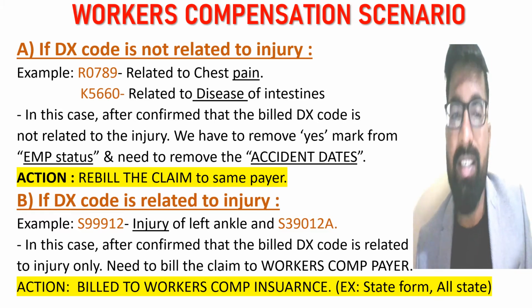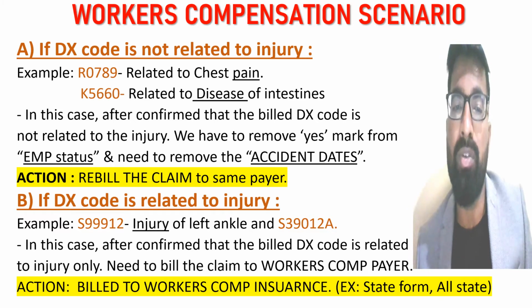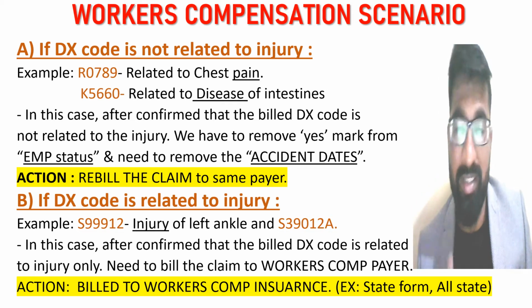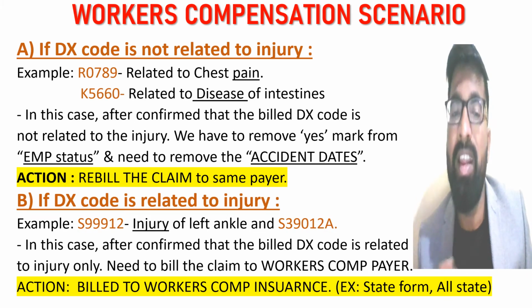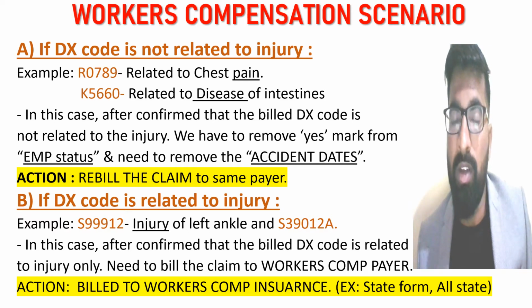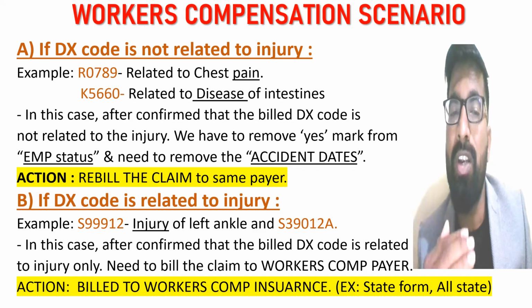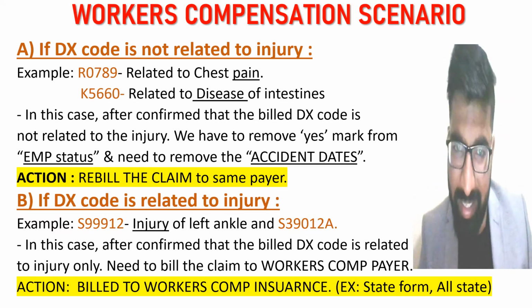So in this case, after confirming that the billed diagnosis code is not related to the injury, we have to do one task. We have to remove the employee status on the claim form. At the same time, we have to remove the accidental dates on the claim form. Why do we remove these two things? Because we confirmed that the diagnosis code billed to the insurance is not related to the injury, so it is related to some other thing.